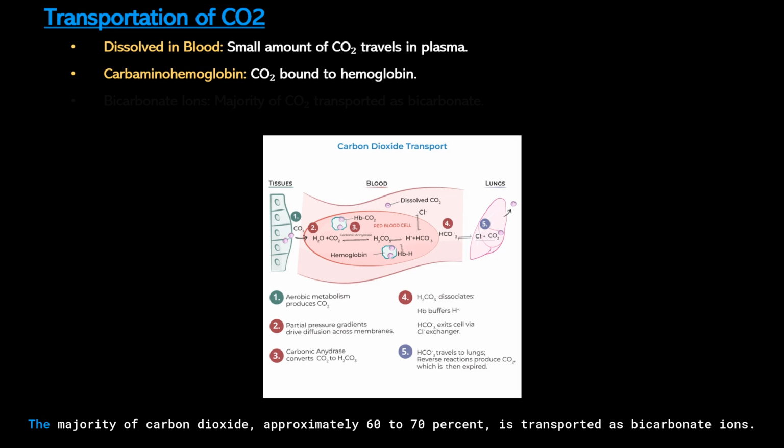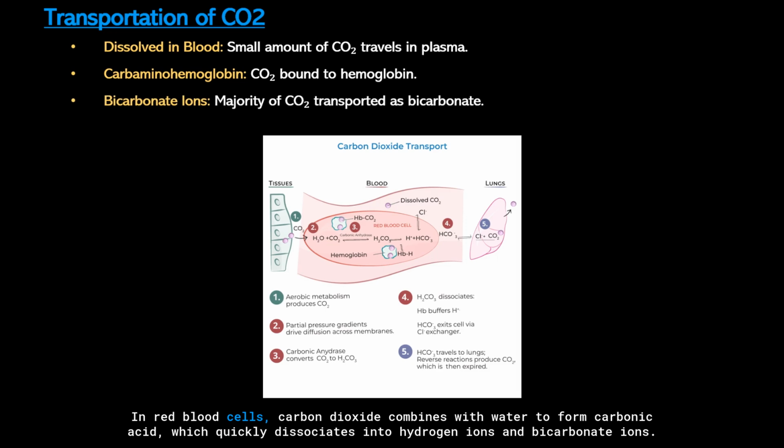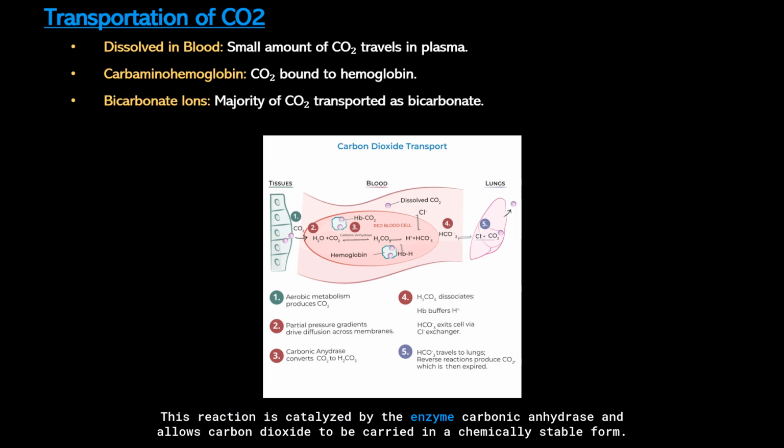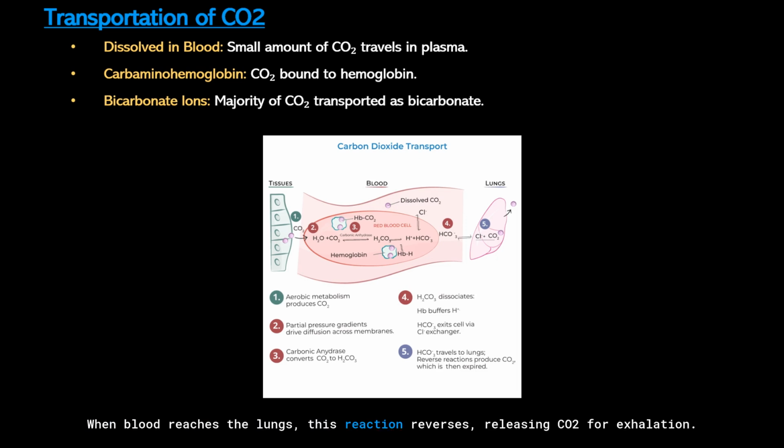The majority of carbon dioxide, approximately 60 to 70%, is transported as bicarbonate ions. In red blood cells, carbon dioxide combines with water to form carbonic acid, which quickly dissociates into hydrogen ions and bicarbonate ions. This reaction is catalyzed by the enzyme carbonic anhydrase and allows carbon dioxide to be carried in a chemically stable form. When blood reaches the lungs, this reaction reverses, releasing CO2 for exhalation.